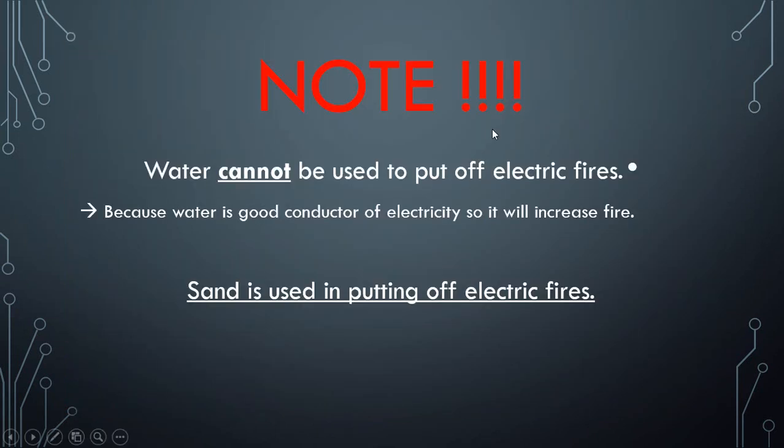Let's agree that water is an electric conductor. It means that it's a good conductor of electricity. So if there is an electric fire, definitely we are not going to put it out with water. So water cannot be used to put out electric fires. Why? Because water is a good conductor of electricity, so it will increase the fire.